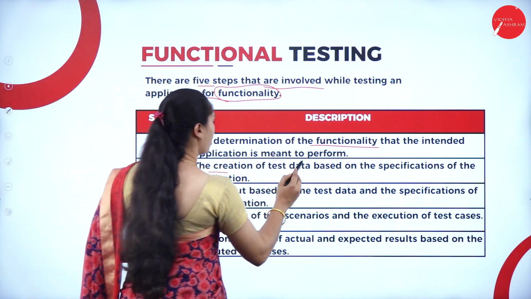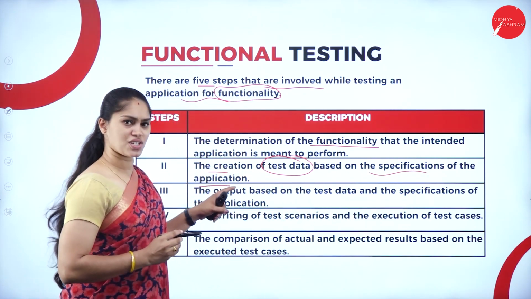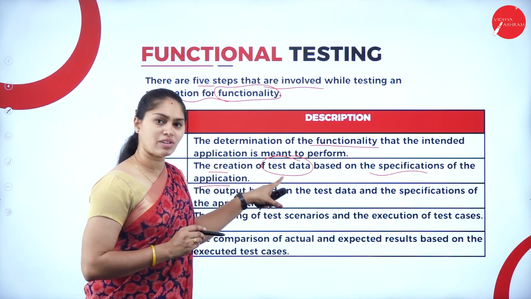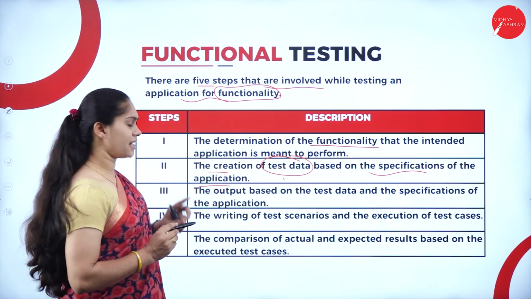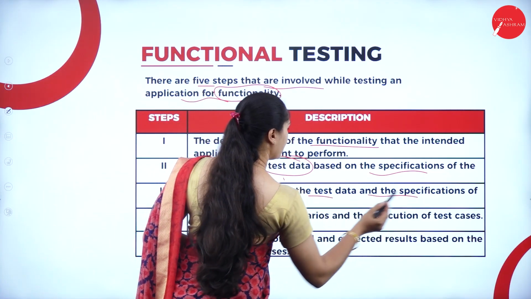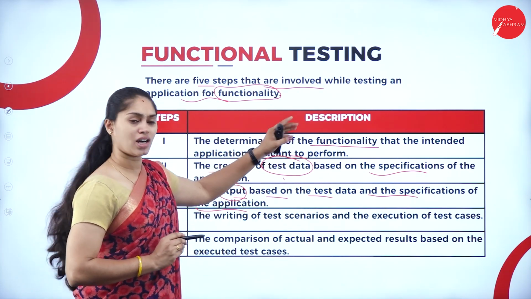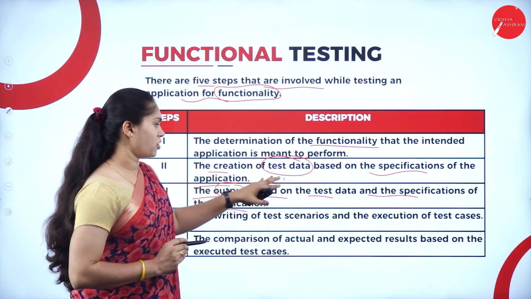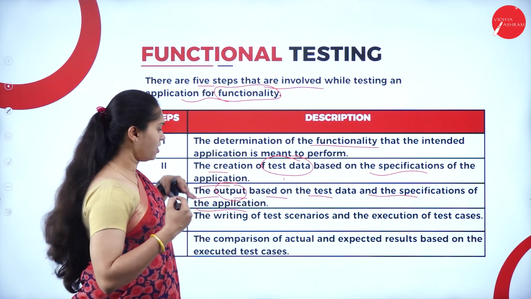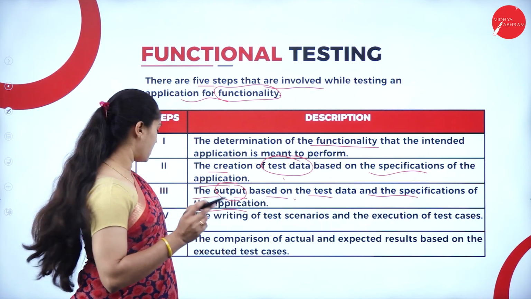Then comes the creation of test data, which is based on the specification of the application. First I need to determine the functionality, and for that functionality I have to write the test data. Once the test data is ready, then comes the output based on the test data and the specification of the application. So here the functionality requirements will be the input, and then we get the test data as a resultant. The output we get will be based on the test data as well as the specification.